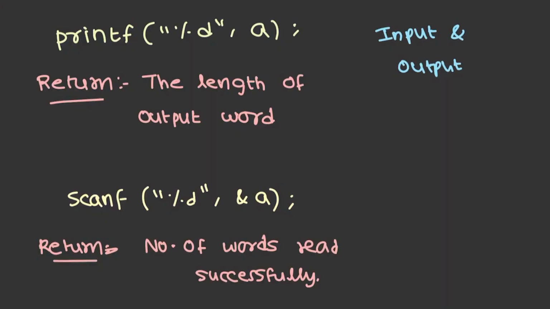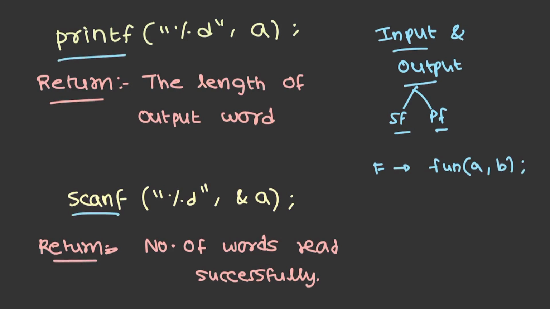Input and output. Let's try to understand input and output. Scanf and printf are the two things which are used for input and output. If you just observe carefully, a function call is made like this. A function name will be written followed by the arguments. And printf and scanf are also function calls, where printf and scanf are the names of the functions respectively, and this control string and these variables are the arguments.